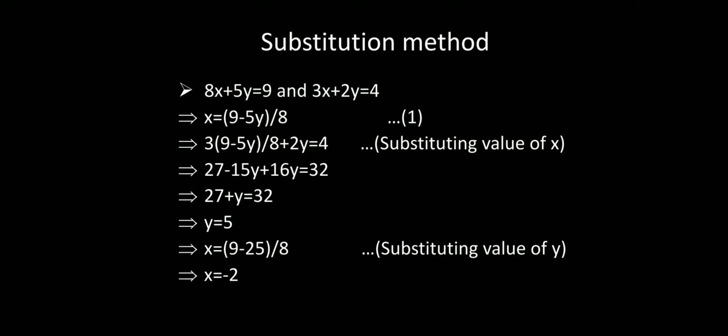We are sending 5y to the right hand side, which will give you 9 minus 5y, and 8 in the denominator, which will give you x equals (9 minus 5y) by 8. Now we have the second equation, 3x plus 2y equals 4, and we are substituting the value of x we have found into this equation, and subsequently we find that y equals 5.